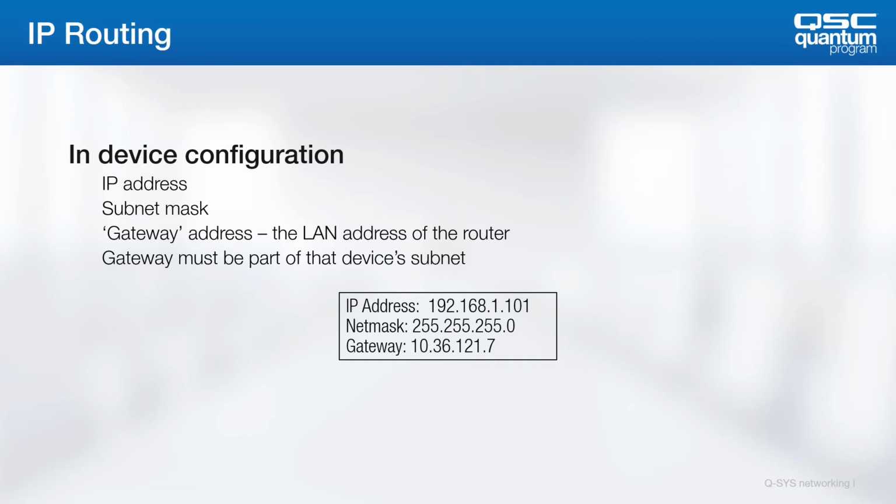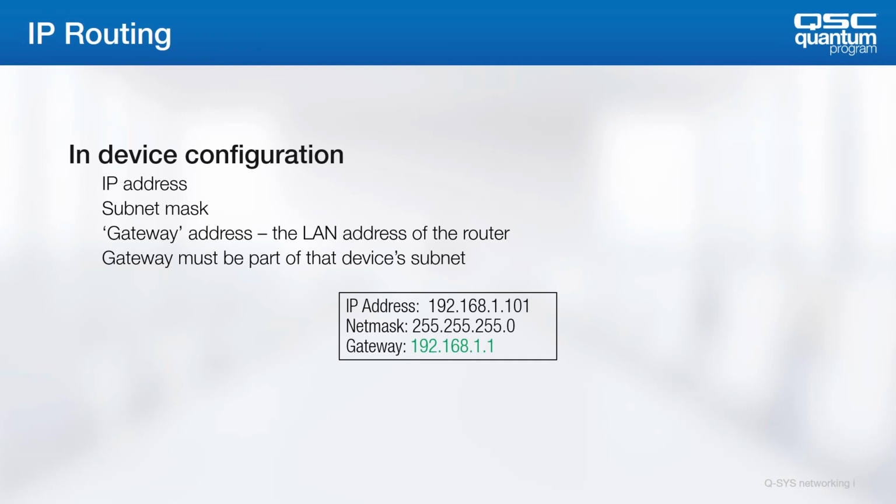Let's say a device has IP address 192.168.1.101, and it's on a Class C subnet. We specify a gateway of 10.36.121.7. That's problematic, as we then would need a router to talk to the specified gateway, which is our router address. We need to make sure the gateway address is directly accessible by the device we're configuring. Very often, the gateway is either the first or the last available address on the subnet in question.